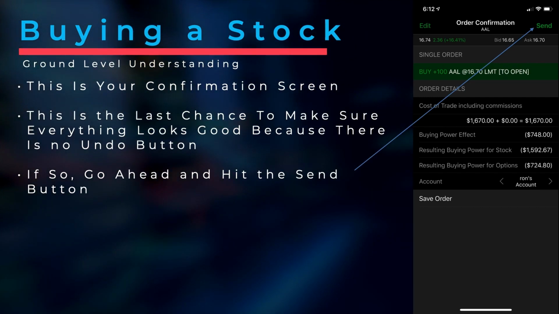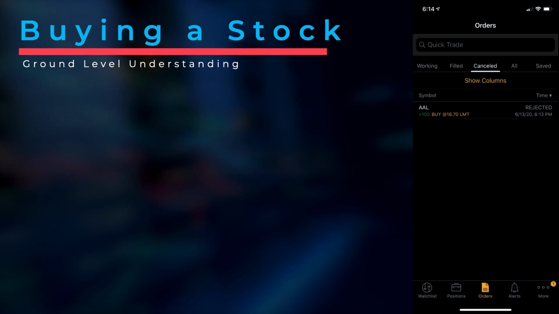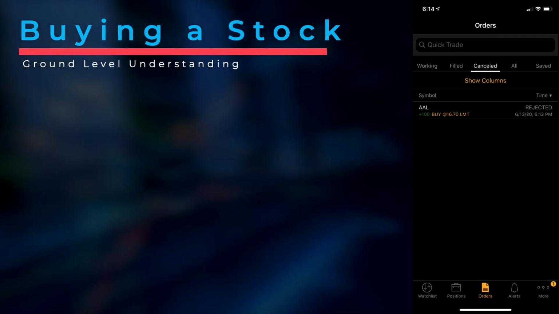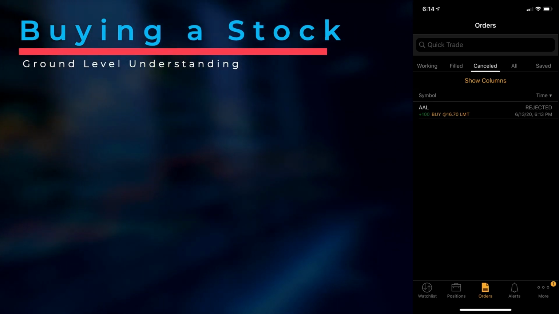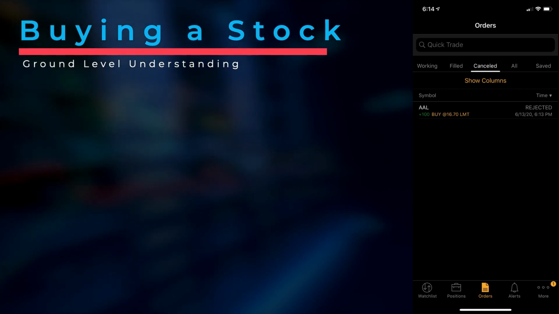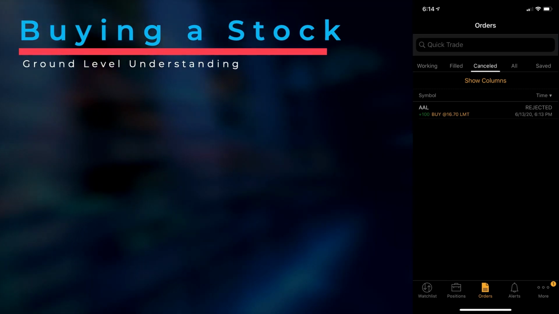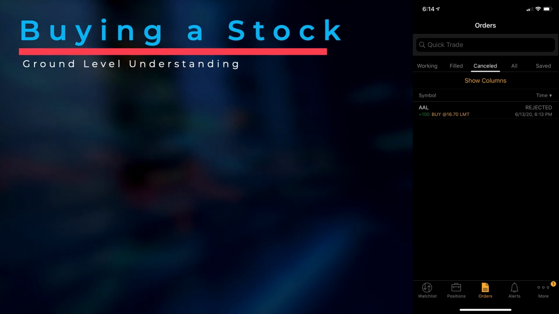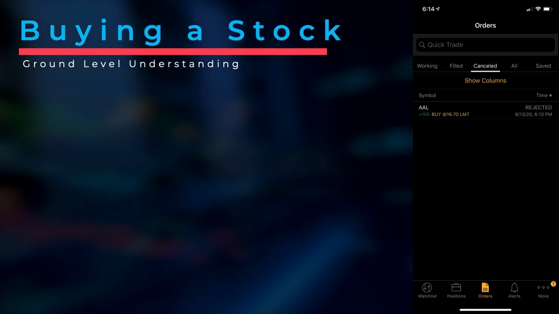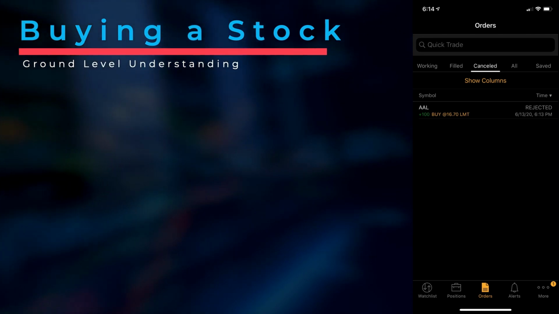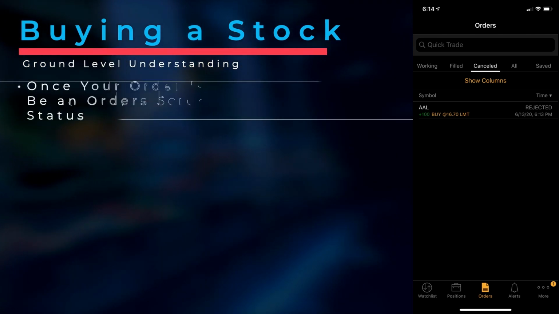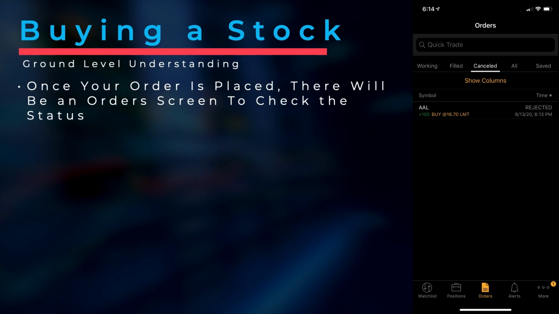Now, once you have that order off, most people are going to ask, okay, how do I know if I got the stock? What now? What do I do? Where do I look for it? There's going to be a screen somewhere in your software that says orders or history, but most likely orders. You're going to click that orders button, and then you're going to see the status of your order.